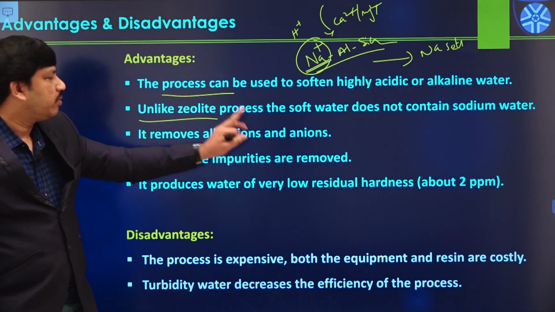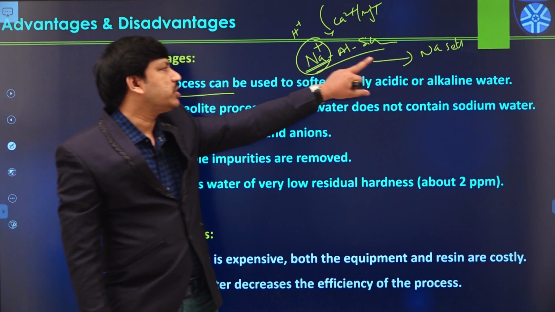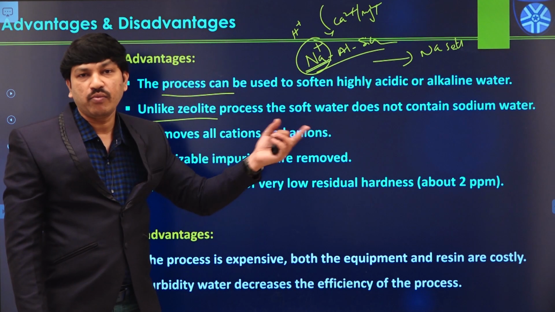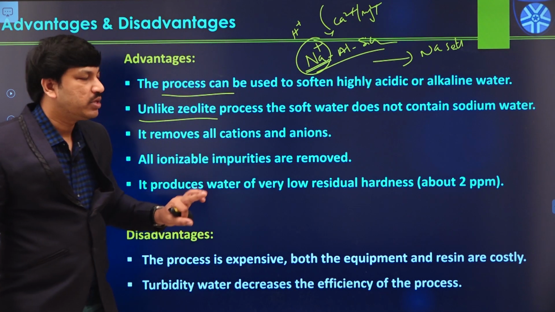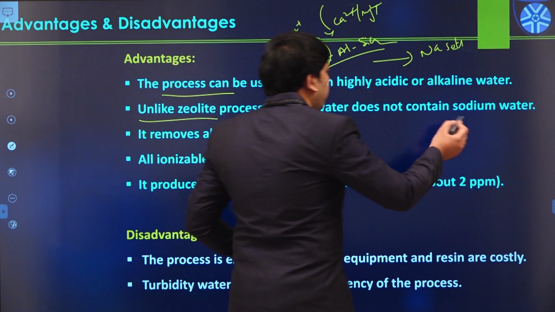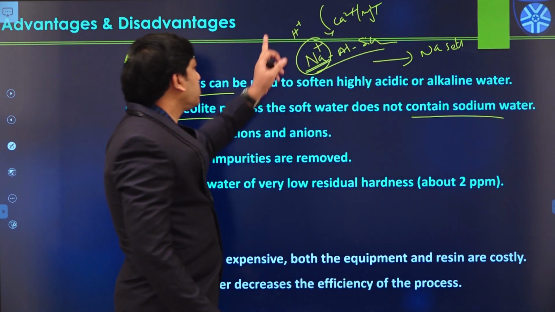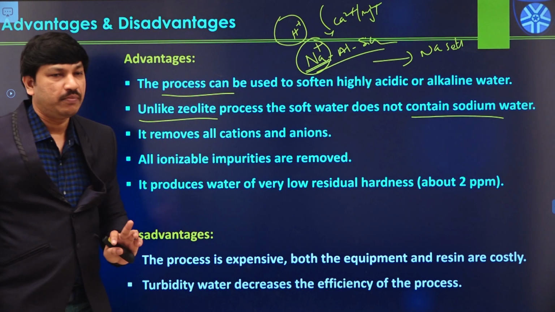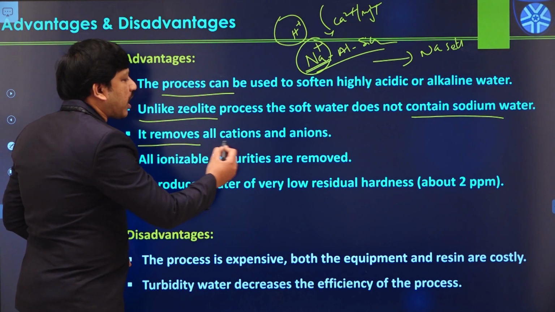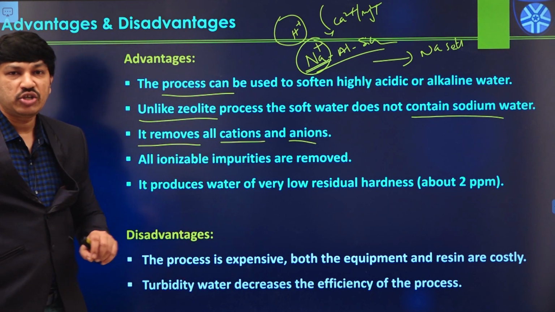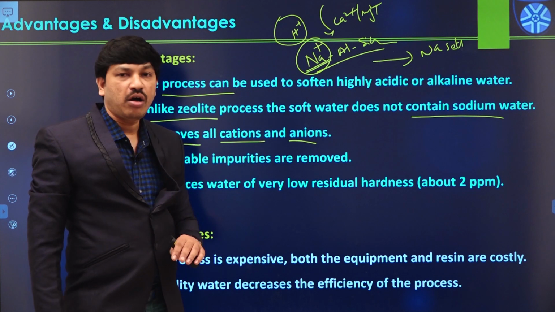Unlike the Zeolite process, because the Zeolite process always produces sodium containing water only. But the ion exchange method actually provides sodium free water, because here we have replaceable protons only. And it removes all cations and anions. The ion exchange method actually removes all cations as well as all anions.